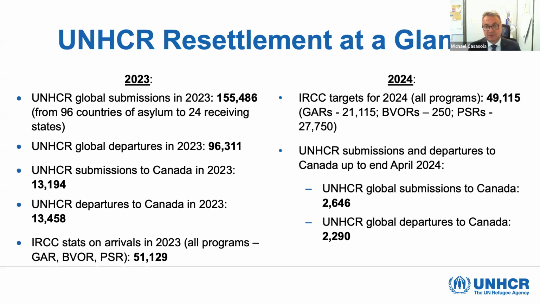Canada set a target of 49,000 refugees to be resettled to Canada this year. That includes 21,000 GARs, another 27,000 PSRs, private sponsored numbers. And so that is quite sizable for those who've been around in the resettlement program for a while. But it still is, unfortunately, within the context that it's well below the needs that we know are available globally. Next slide, please.